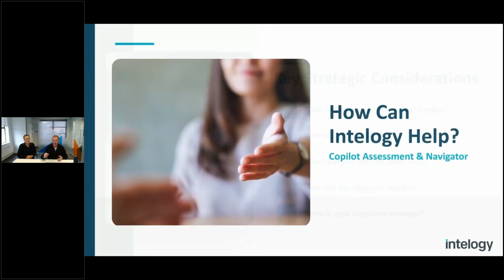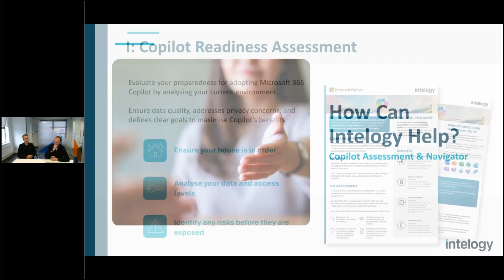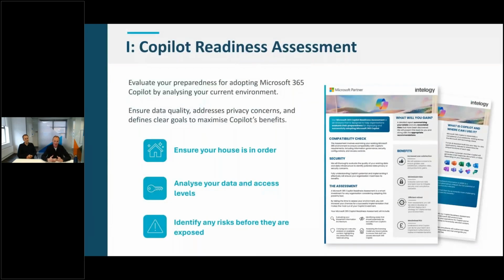So how can IntelliG help? We have a program that we call the Copilot Navigator, and this has a number of aspects to it. It's a program where we can work with you and run tools that will carry out a very, very thorough analysis of your estate and bring back reports that will show us just the level of the issue that you may have.